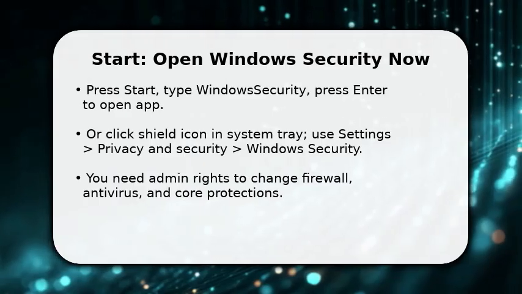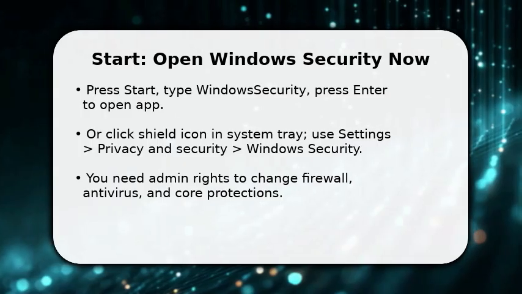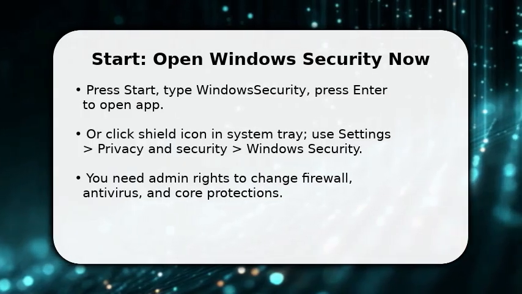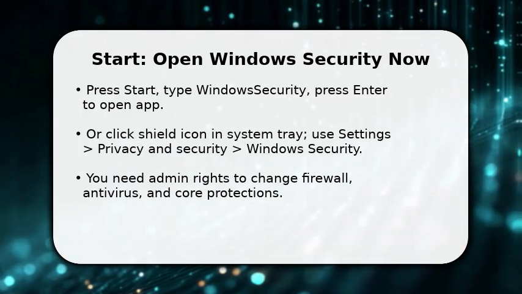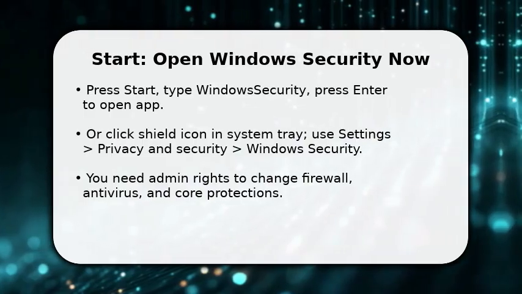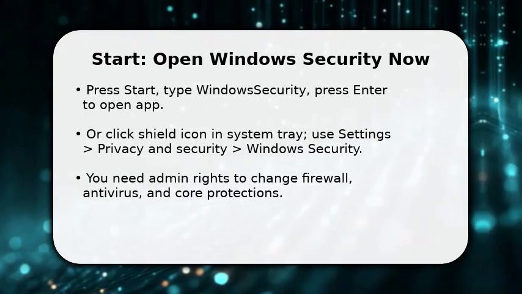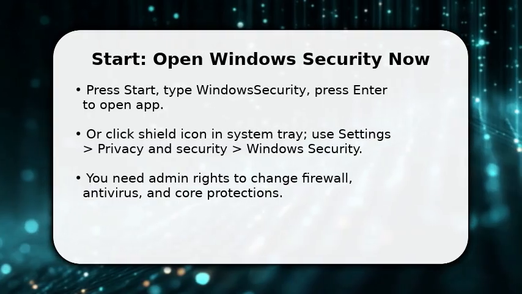You're starting immediately. Press Start, type Windows Security, and open the app. This is faster than digging through menus. Once done, note why. This hub controls antivirus, firewall, and threat scans so you can stop malware quickly.